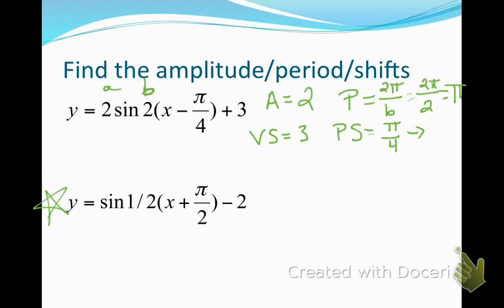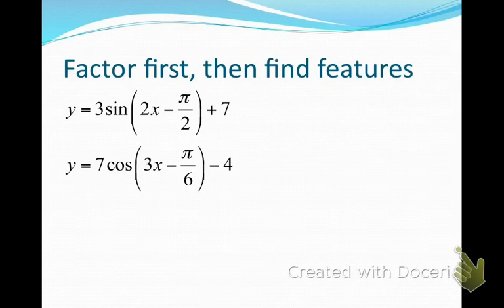So try the next one on your own. Don't forget that this is going to be the B value right here. Okay, so sometimes when you're being asked to find amplitude, period, phase shifts, all that, you're going to need to factor something out first. So if you ever run into a case where you have a coefficient here and a C value over here, we need to factor first. So what that looks like, and this one you're going to do on your own, is we're going to factor a 2 out.